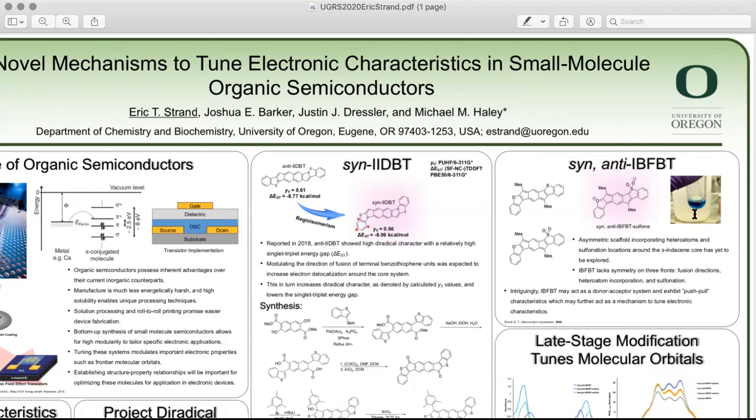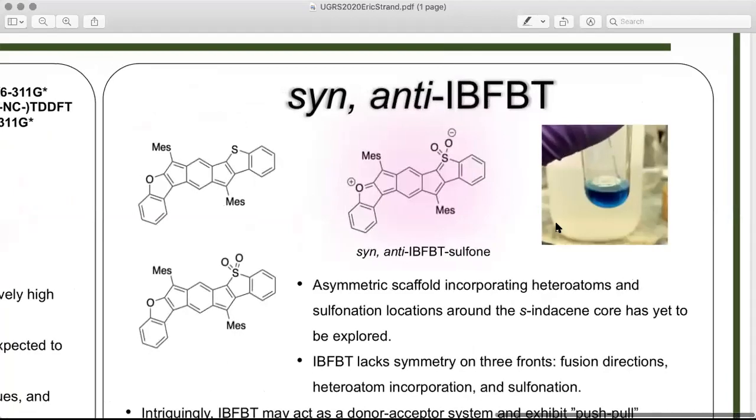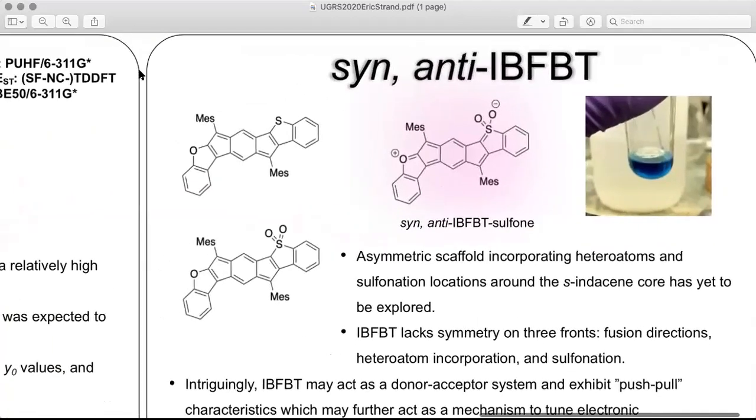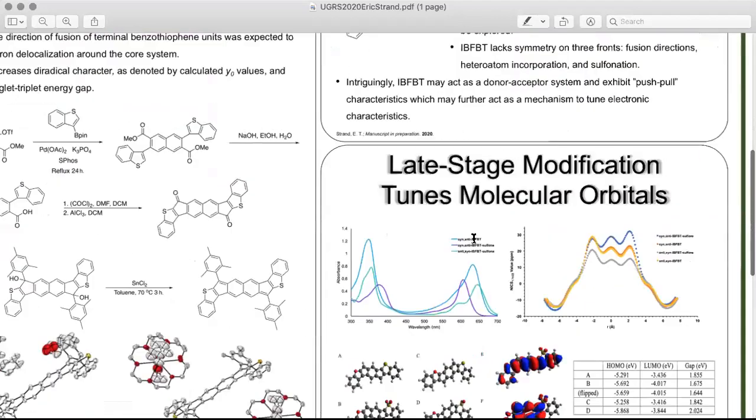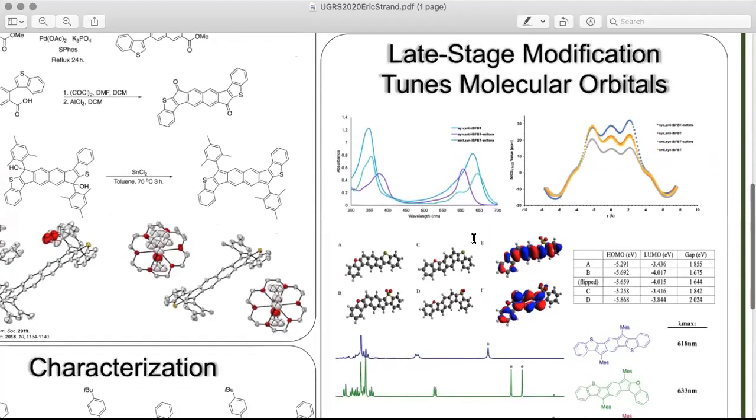So I was able to synthesize this. It's this beautiful blue color. I'll zoom in for you. Yeah, absolutely joy to synthesize. It's just a really beautiful compound. I was able to get some good characterization data from this.